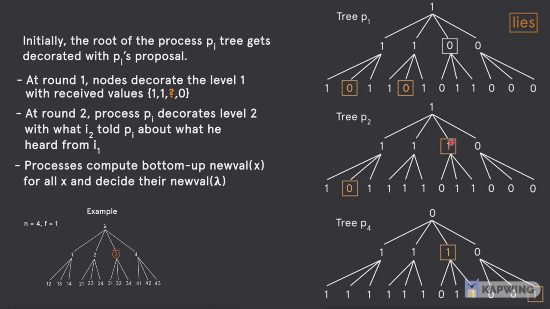Here we can see that the process P3 has lied to P2 that its proposed value is 1. Here also process P3 has lied to P4 that its proposed value is 1.